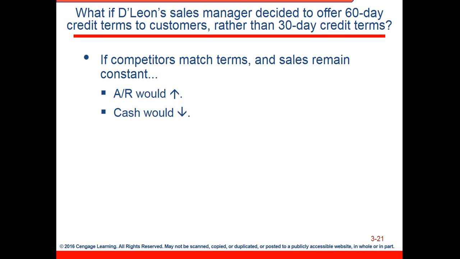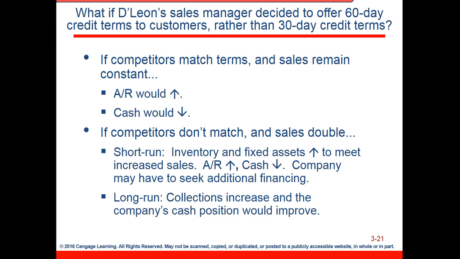One idea that's thrown out there to make the situation a bit better: does it make it better if the managers decide to offer 60-day credit rather than 30-day? What's going to happen if they do that to match competitors is that the accounts receivable would increase and cash would decrease even further.